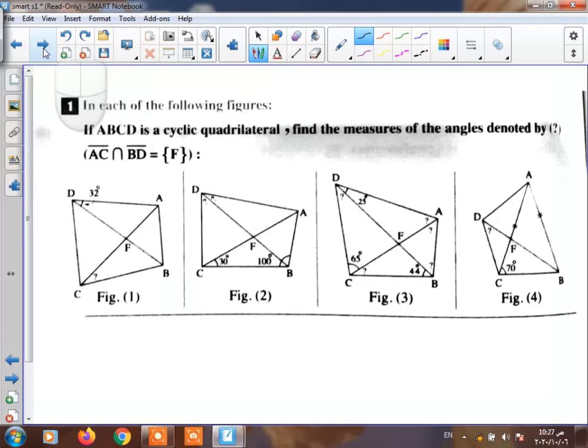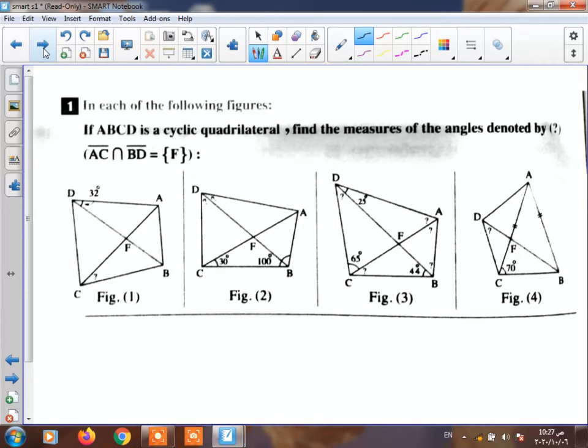In each of the following, A, B, C, D is a cyclic quad. Can we have a cyclic quad without drawing a circle? Yes, we can just use a property of a cyclic quad. So we decide that this is a cyclic quad without drawing a circle.